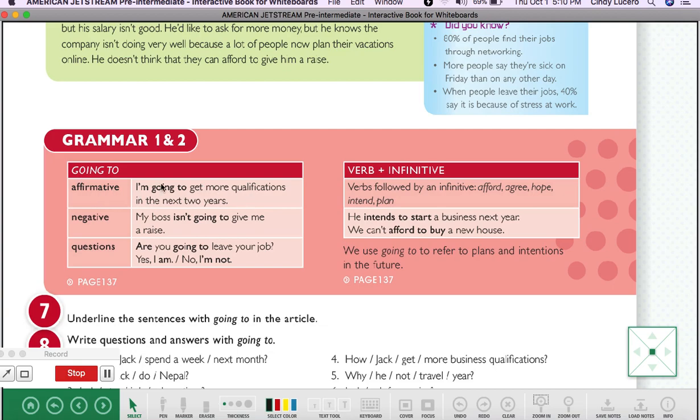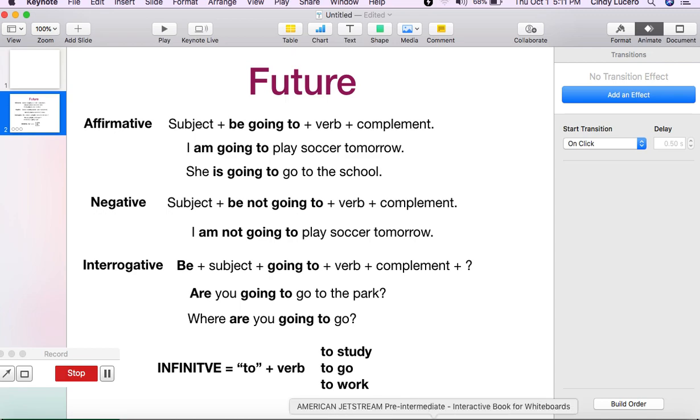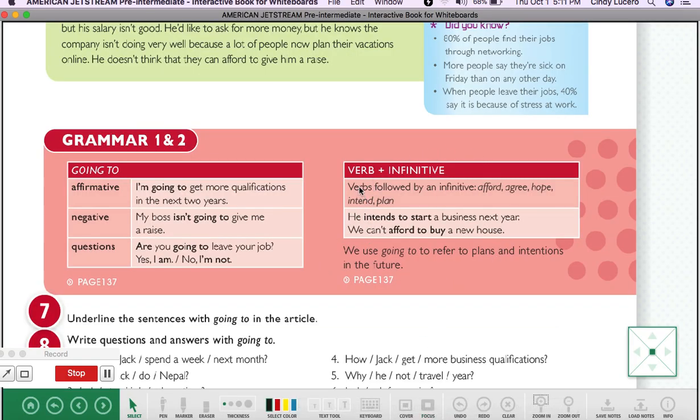Here we have the affirmative way, the negative, and the questions form with the short answers. We saw it here in the presentation. And then we have a section that is the verbs which are followed by an infinitive. Here in this grammar, we are talking about plans and intentions. So you can represent the plans with going to. I am going to go on vacation. I am not going to stay at home. That's an intention, right?